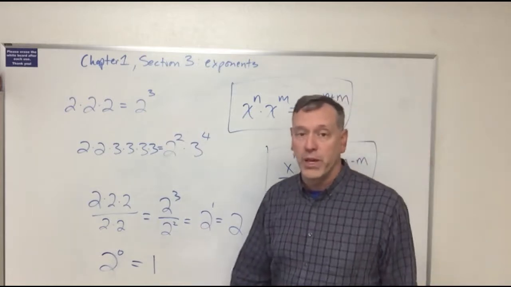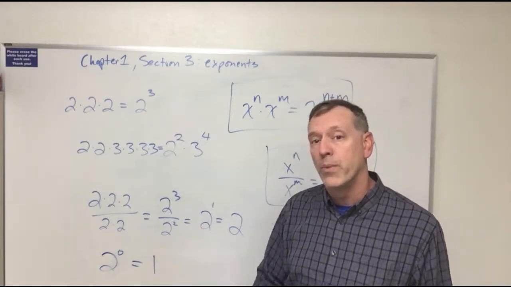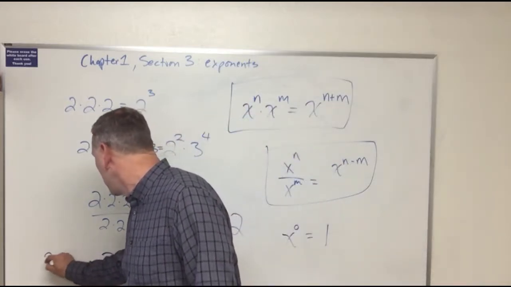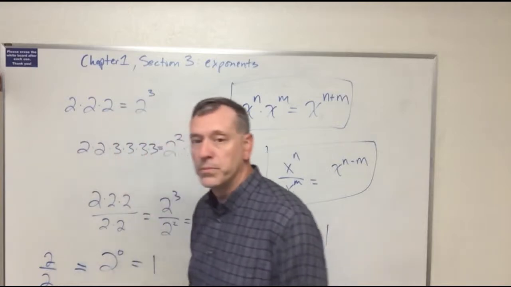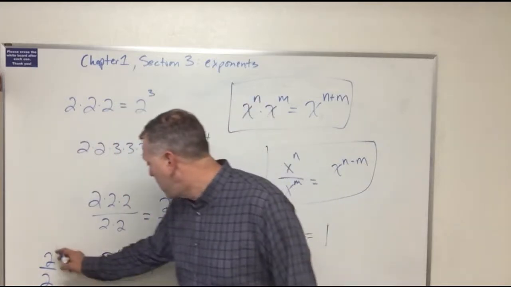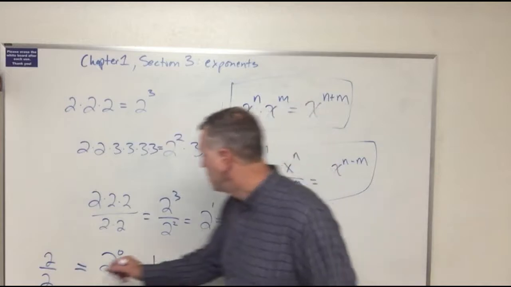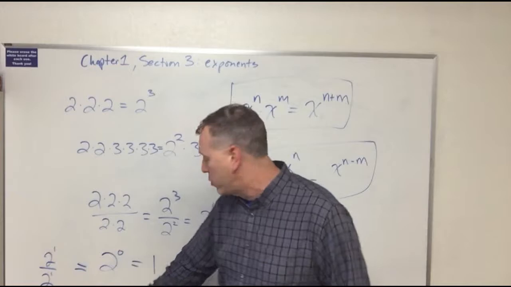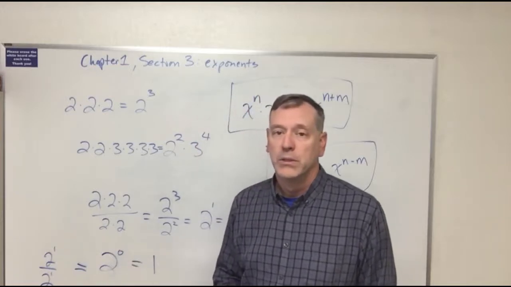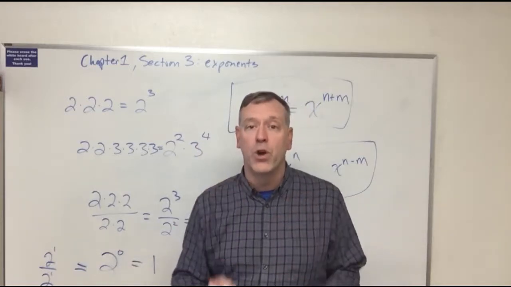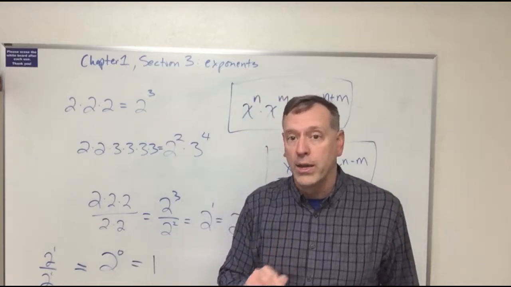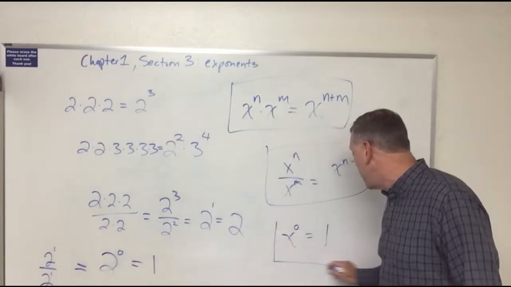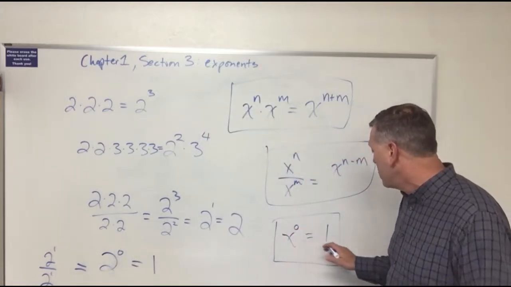Now, one other fundamental principle that's important in all this, because this will show up from time to time as well, is that if you have, for instance, 2 divided by 2, and those cancel, and we subtract, this is 2 to the first power over 2 to the first power. If you subtract 1 minus 1, you'll get 0. 2 to the 0th power. And any number to the power of 0 is the number 1. So 2 to the 0th power is 1. And broader speaking, any number, x to the 0th power, is always 1.